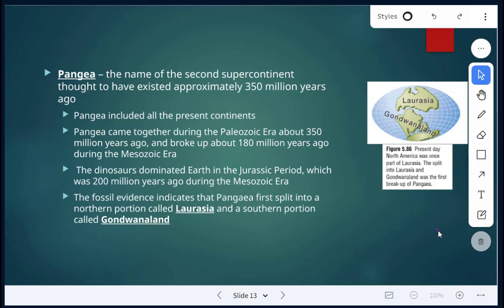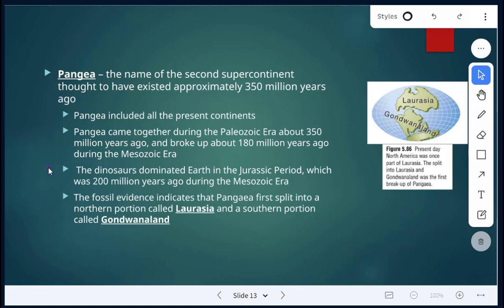So if you recall Pangaea, it was the name of the second supercontinent that is thought to have existed approximately 350 million years ago. Pangaea included all the present continents. It came together during the Paleozoic era, about 350 million years ago, and then it broke up about 180 million years ago during the Mesozoic era.